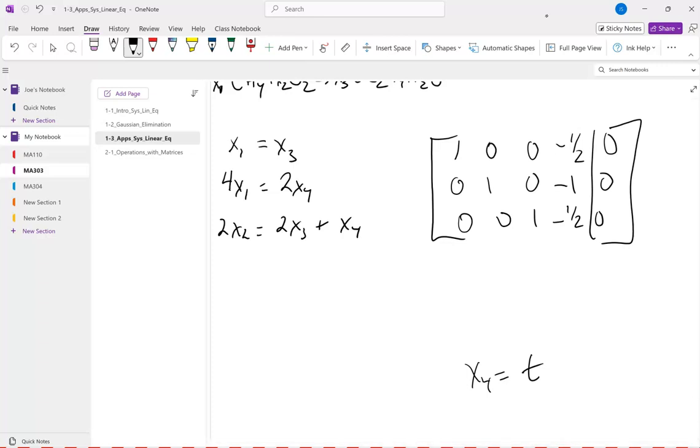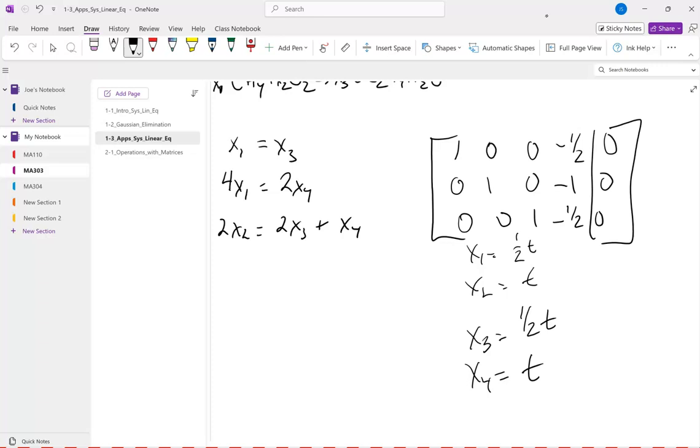Moving things over to the right-hand side, your x3 will be what? Yeah, 1/2 the t, good. Your x2 will be t, and your x1 will be 1/2 t again, good. All right. That will be our infinitely many solutions.